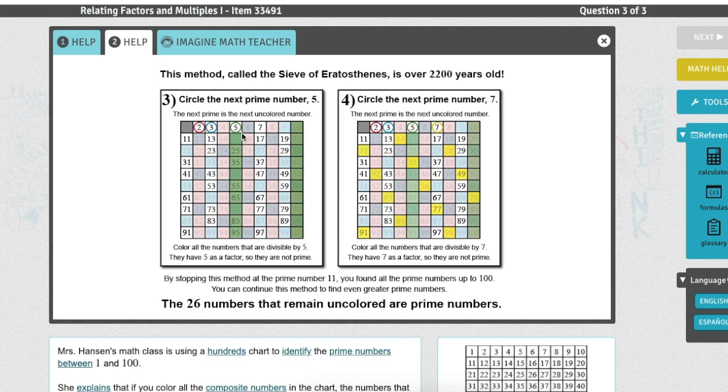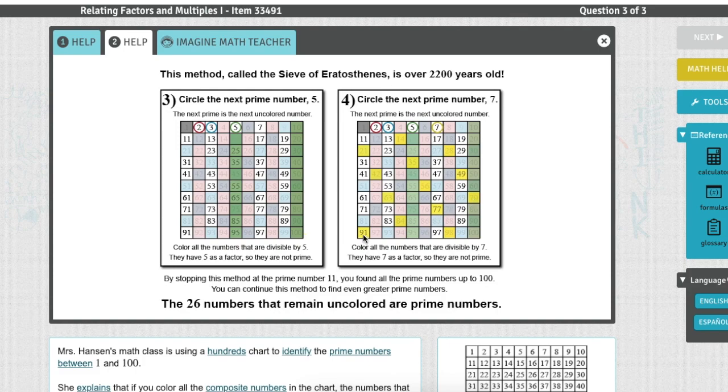It's the next uncolored number, so 5. Well, we know that's 10, 15, 20, 25, 30, 35, 40, etc. Okay, and then we can go to the next prime number, which is 7, and color those in. So 7, 21, 28, 35, 42, 49, 56, 63, 70, 77, and 91.